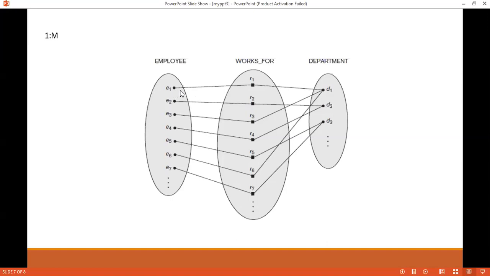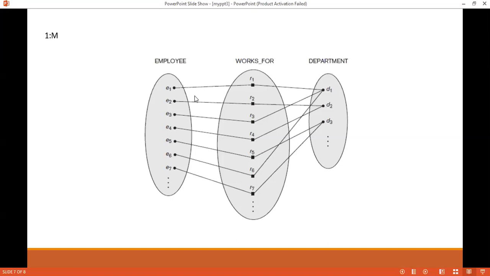Can one employee work for many departments? It's not possible. One employee at one time can work for only one department. So it is one this side. One department can have many employees. So this side also it is M. So I conclude that it is 1:M cardinality ratio.